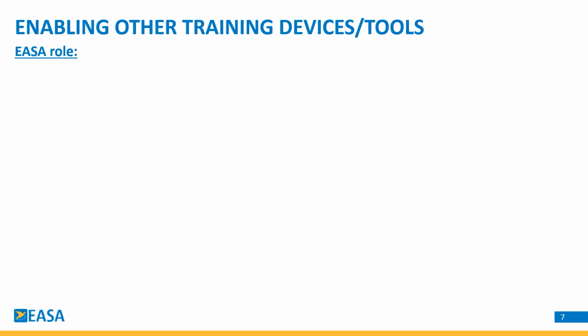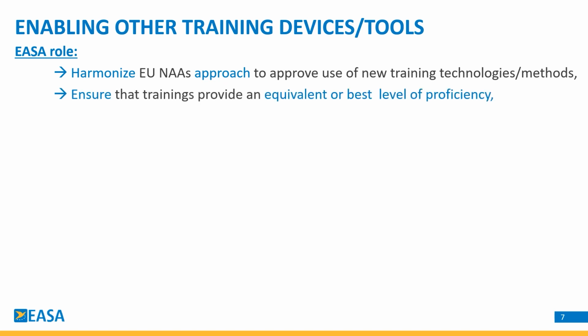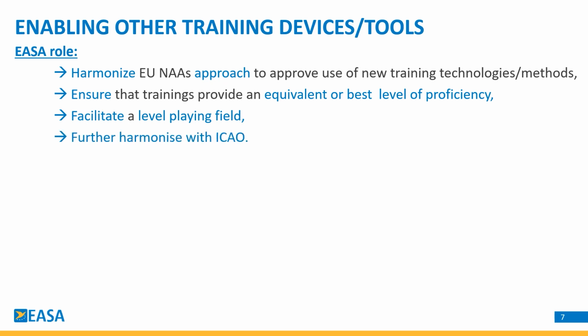How do we see EASA's role in the process? First one will be to harmonize the approach used by the national aviation authorities to approve the use of these new training technologies and methods. Then we have to ensure that the training provides at least an equivalent or best level of proficiency. We have to facilitate a level playing field for the device manufacturers and for the device users. And we have to continue harmonizing with ICAO.